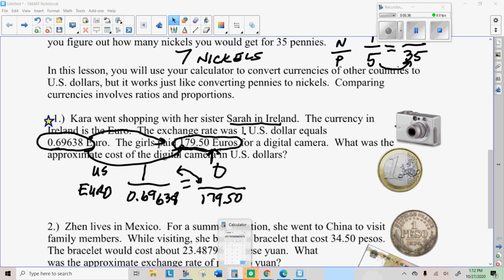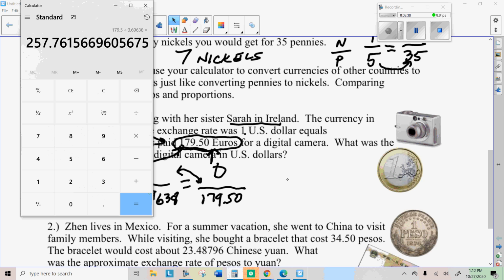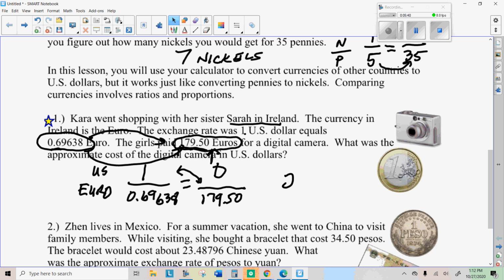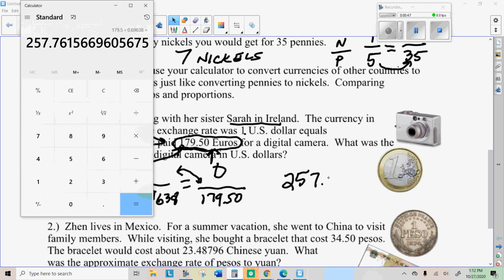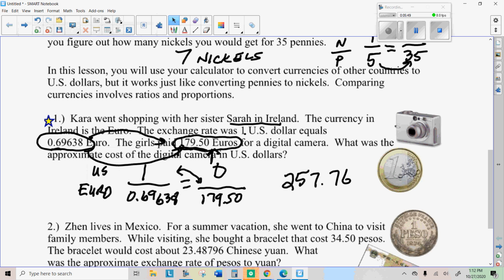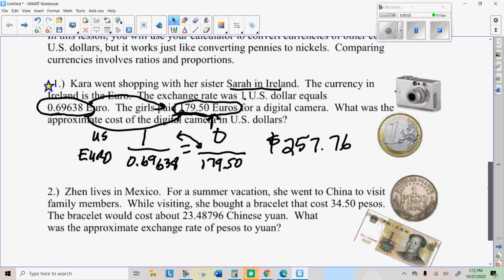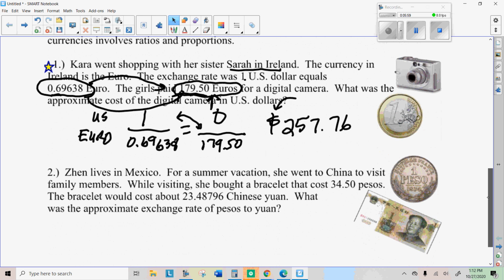But anyway, so we end up with, we're going to have to round this. Since it's in dollars, we always round to the nearest penny. So it'd be $257.76 for that one. All right. Now, when you do your homework, you do not have to put in the $ sign. You can just put in the number. Okay.